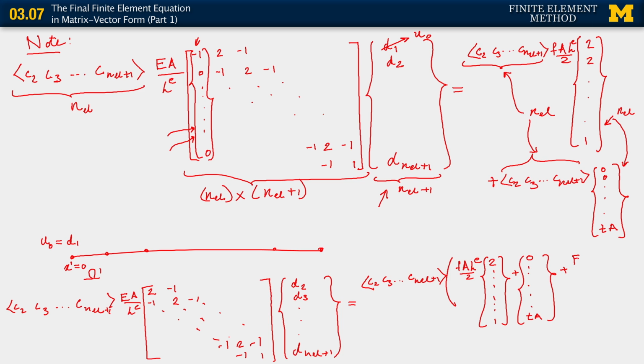EA over HE multiplying d1, but d1 is known, right? d1 is known to be equal to u0 because of two things: because of the Dirichlet boundary condition as well as the Kronecker delta property of our basis functions.